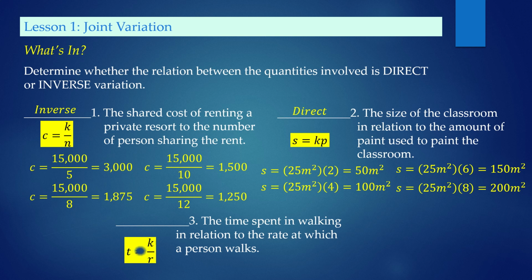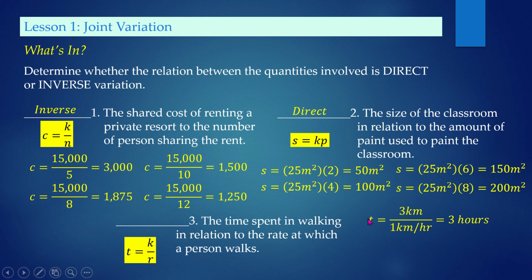Next, third example, the time spent in walking in relation to the rate at which a person walks. So how many hours a person walks in relation to the speed of walking. Okay, so we have there the equation T is equal to K over R. So to determine the time, T is equal to K over the rate R. The K is the distance. So distance over rate.